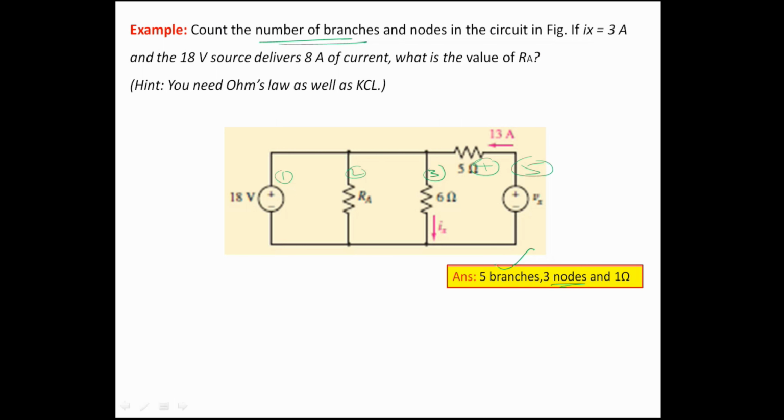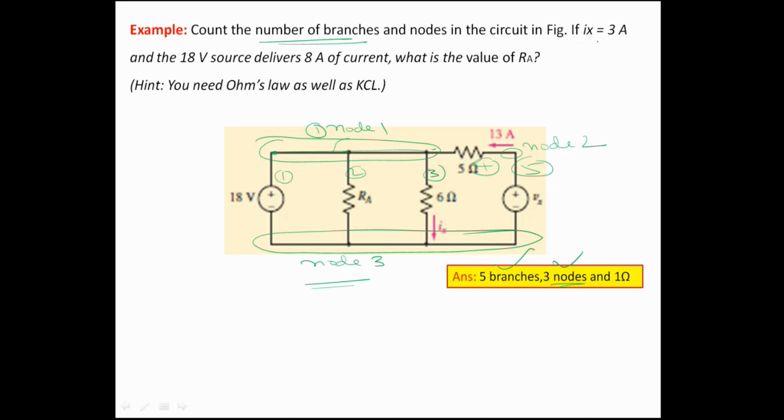These two put together are one node. These three put together are one node. Since there is no element between this node and this node and this node, this entire thing we call one node, node 1, right? And this is another node, node 2. Then all these four, node 3. Therefore, we have 3 nodes.